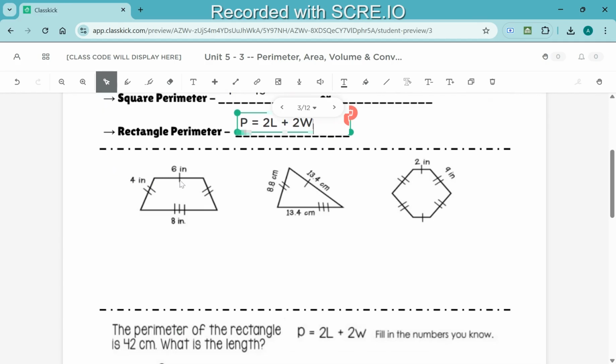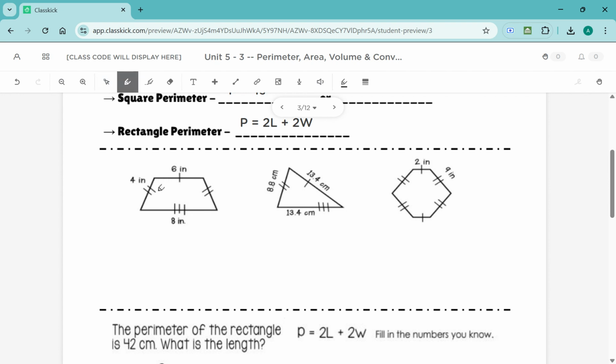All right, let's practice finding some perimeters of shapes. So right here we have a trapezoid. Remember, a trapezoid is a shape that has one pair of parallel sides, and that's what this has. The top and bottom are parallel. And I need to add up all the sides. So remember, perimeter. So it's this side, and this side, and this side, and this side.